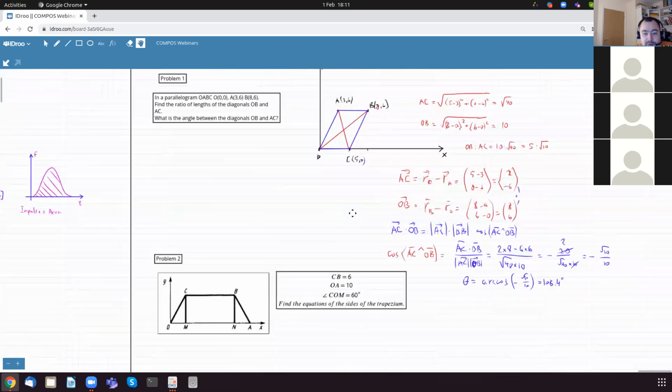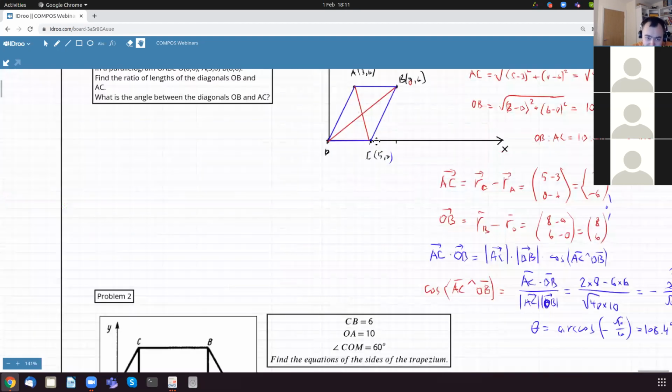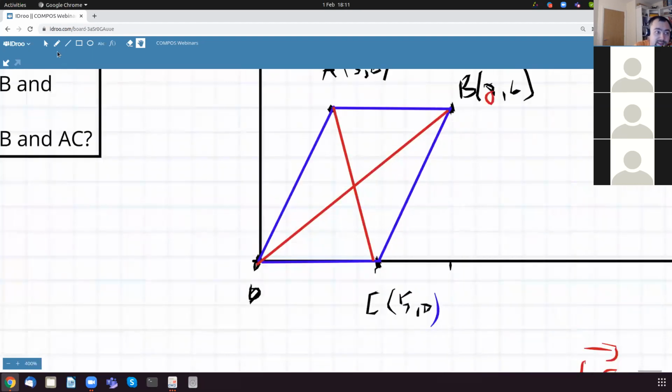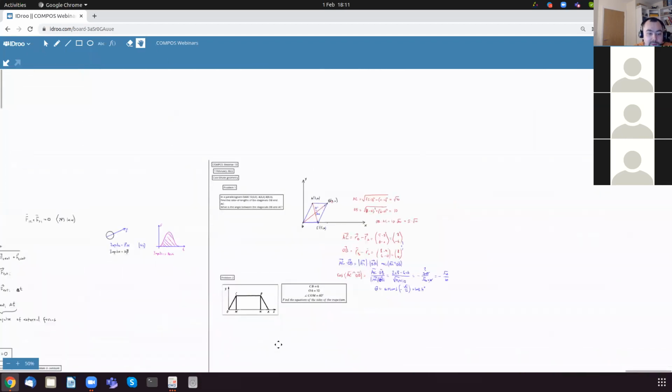Sometimes you will be asked to find the acute angle. So obviously you found this, this is 108, because it's the angle between OB and AC. OB has a direction, AC has a direction. You can find the acute angle by subtracting from 180. So 180 minus 108 is 72 degrees. Okay.